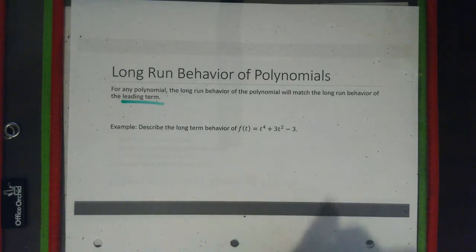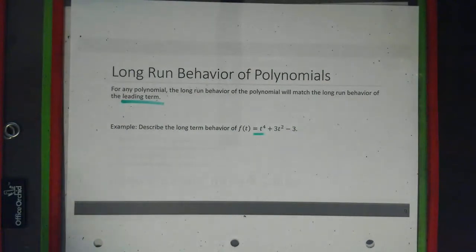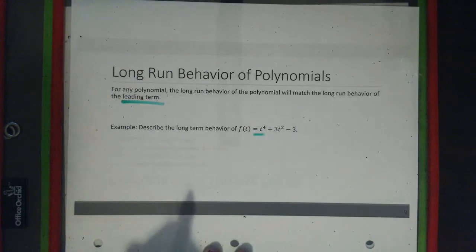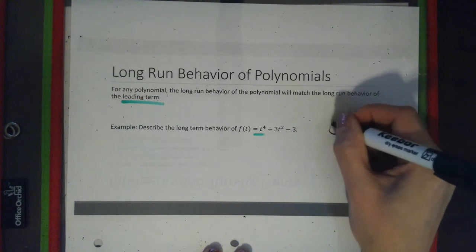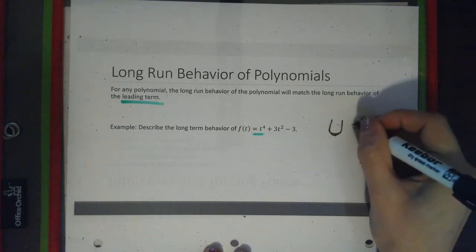So we want to describe the long-term behavior of f of t equals t to the 4th plus 3t squared minus 3. So what is our leading term here? The leading term is the term with the highest power on the variable. So that's going to be our t to the 4th. The long-run behavior of this polynomial is going to match the long-run behavior of t to the 4th. Well, when we had a 4th power, our graph looked something like that. So that kind of represents t to the 4th.